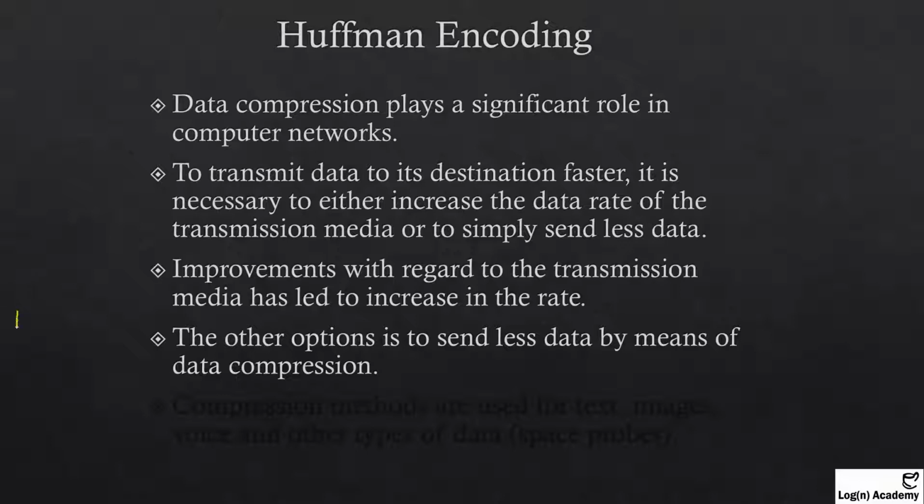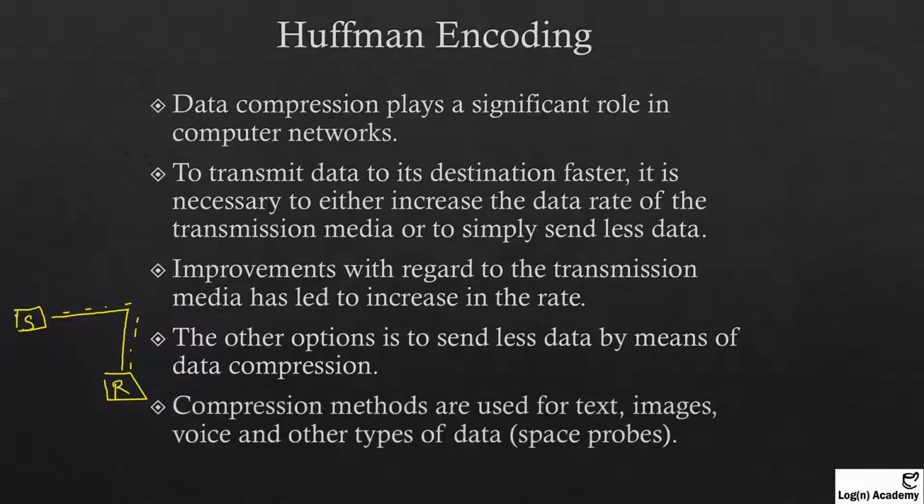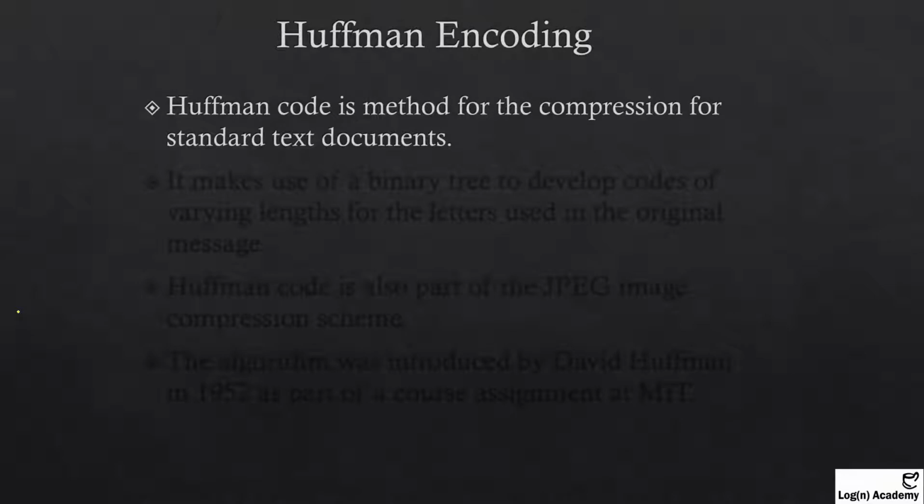This can be very helpful. For example, we have a sender which sends some data to a receiver. If we can reduce the data packets that we send, then we can send our data faster. Compression methods are used for text, images, voice, and other types of data. Huffman code is a method for compression of standard text documents. So our text data can be compressed using Huffman encoding.